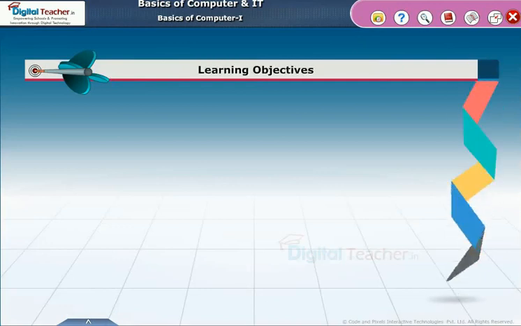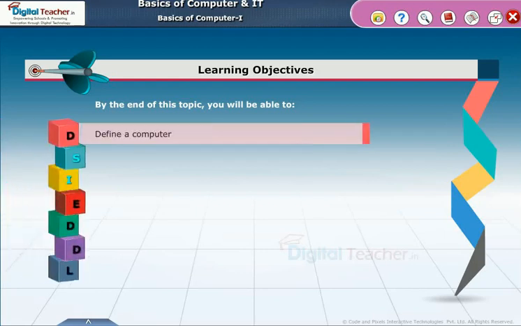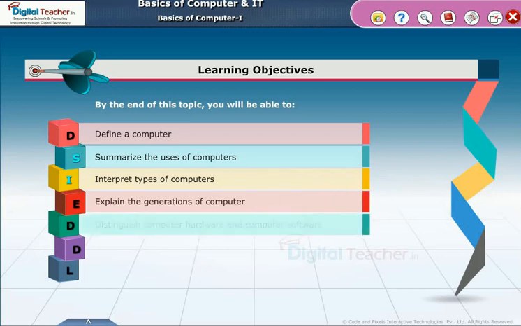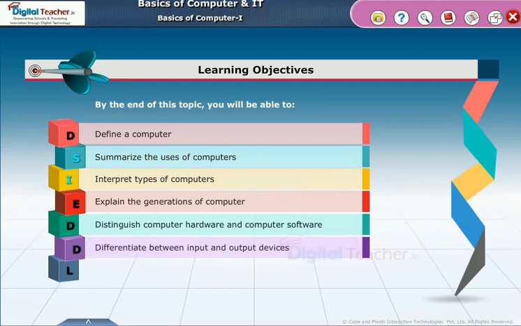Learning objectives. By the end of this topic, you will be able to define a computer, summarize the uses of computers, interpret types of computers, explain the generations of computer, distinguish computer hardware and computer software, differentiate between input and output devices, list the parts of a computer.